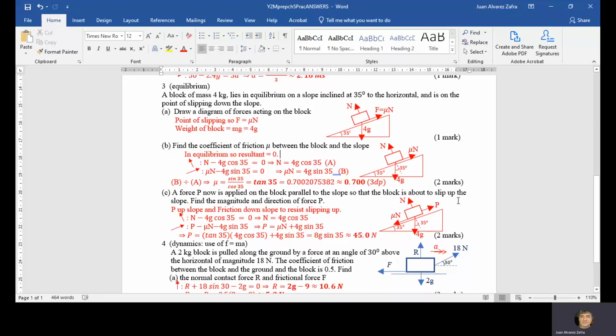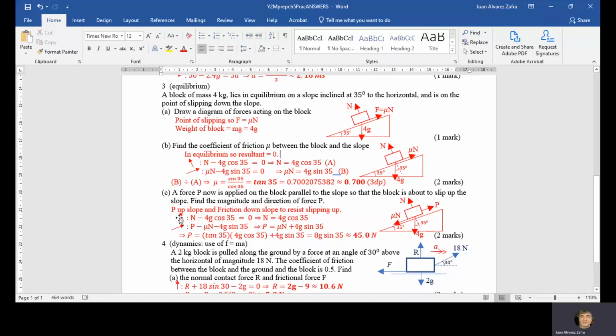Well, it wouldn't be about to slip up the slope if you're pushing down, so P has to be up the slope. And if we're on the point of slipping, just about to slip, so we're in limiting equilibrium, that means we're just about to slip up the slope. That means the frictional force must be down the slope. And because we're about to slip, it must be maximal. Okay, now we can resolve, and from that we can work out P.